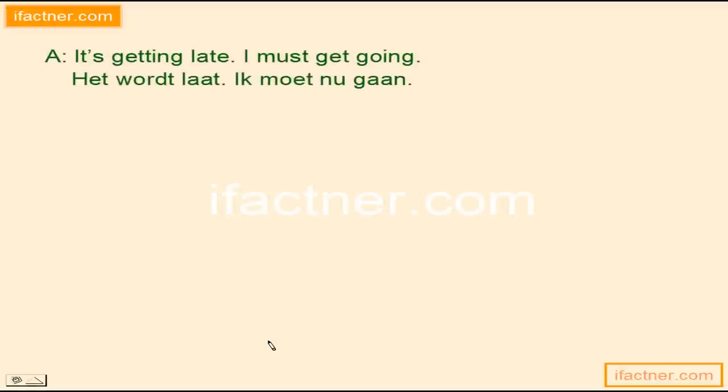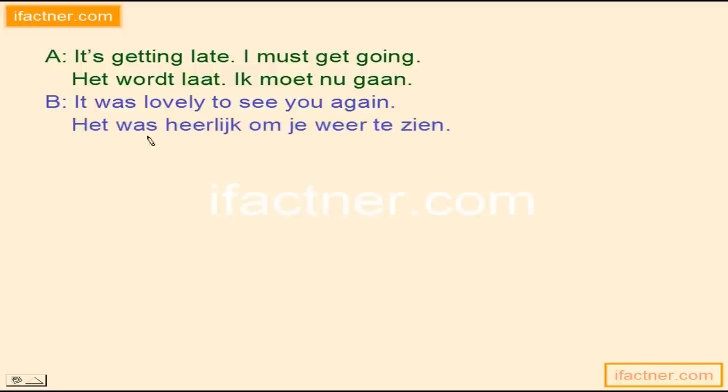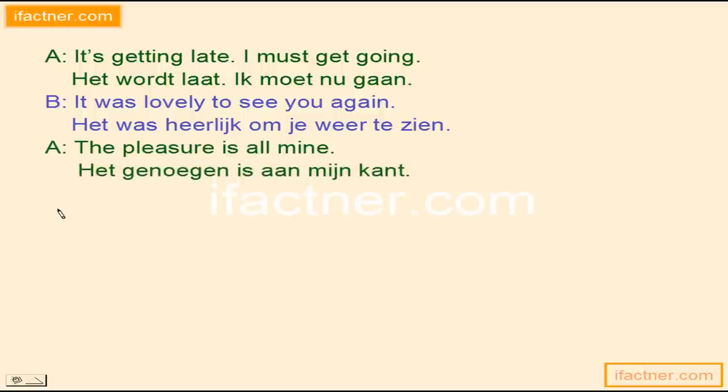So now let's see a dialogue between two persons, A and B. A: It's getting late. I must get going. Het wordt laat. Ik moet nu gaan. B: It was lovely to see you again. Het was heerlijk om je weer te zien. The pleasure is all mine. Het genoegen is aan mijn kant.